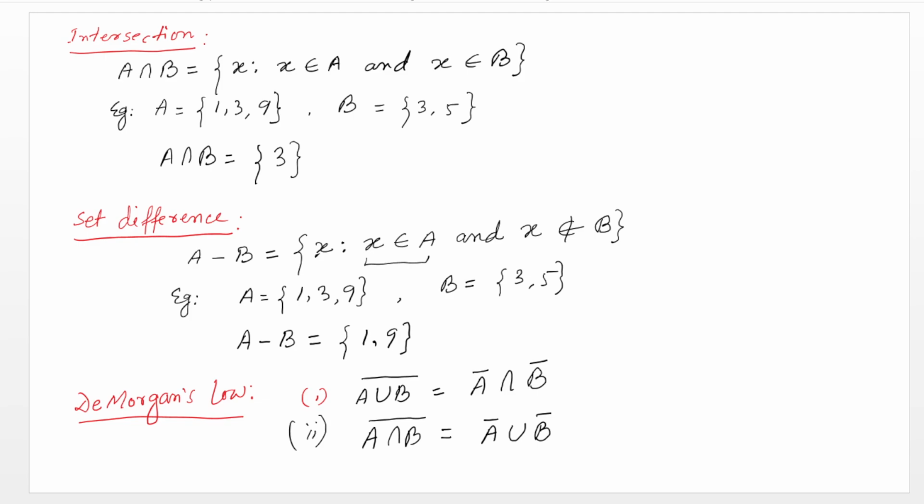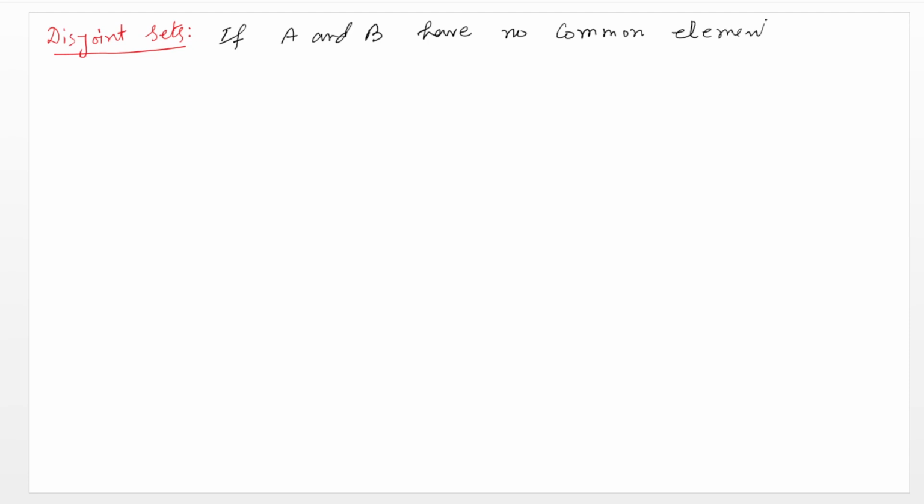Now disjoint sets. We can define that if A and B have no common element, that is, A intersection B is empty, then we say A and B are disjoint.